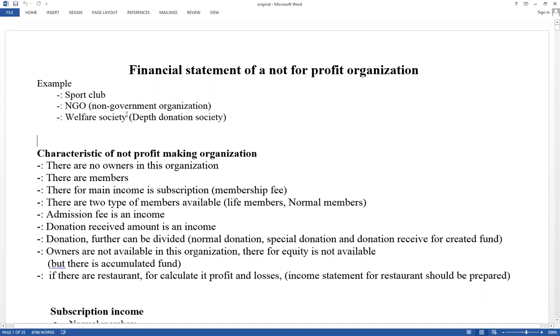Think about the main purpose: it is not to generate profit. Therefore, sales and purchases are normally not available.